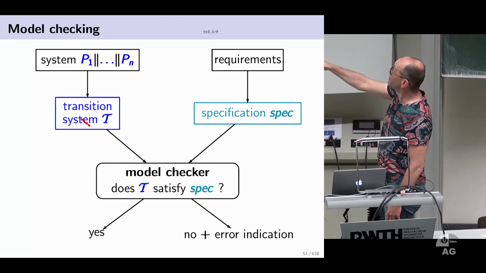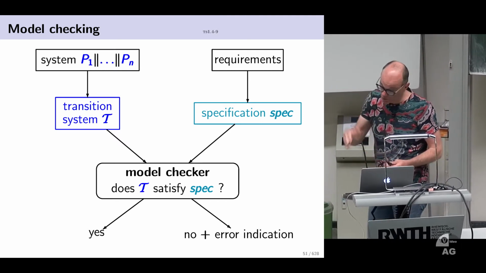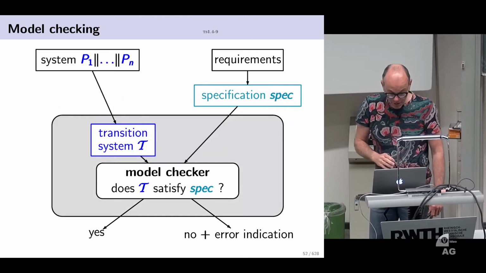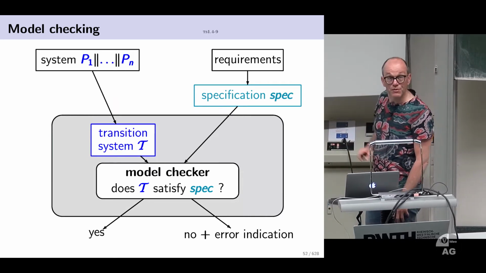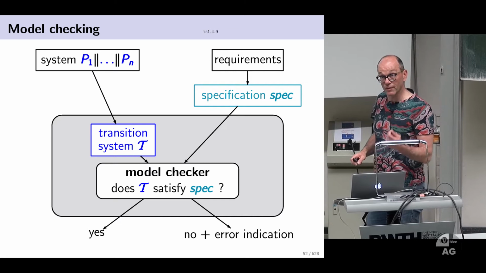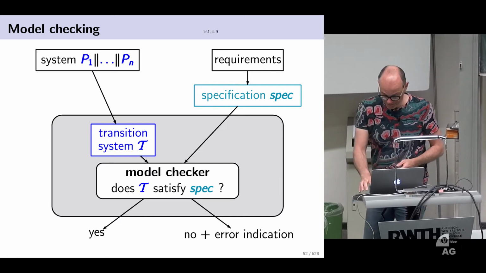And this is one of the inputs to a model checker. The other input is a specification that we get to much later. So what we're currently considering is basically transition systems, one of the essential inputs to basically every model checking algorithm.